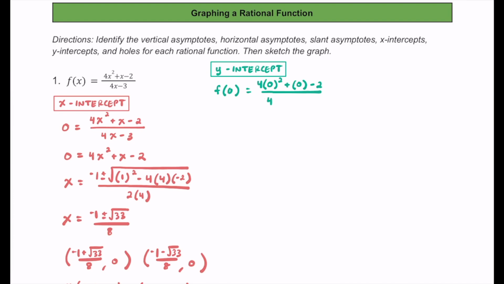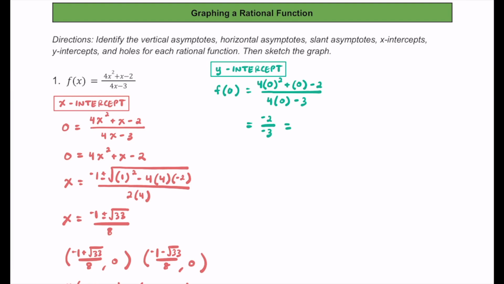That's going to be 4 times the 0 and then minus 3. Okay, so let's see what that's going to be here. On the top, we have 0 squared times 4, that's still going to be 0, plus 0, that's going to be 0, and then we have minus 2. So we're going to have a negative 2 in the numerator here. And then in the bottom, we have 4 times 0, which is 0, minus this 3, which is going to be negative 3.